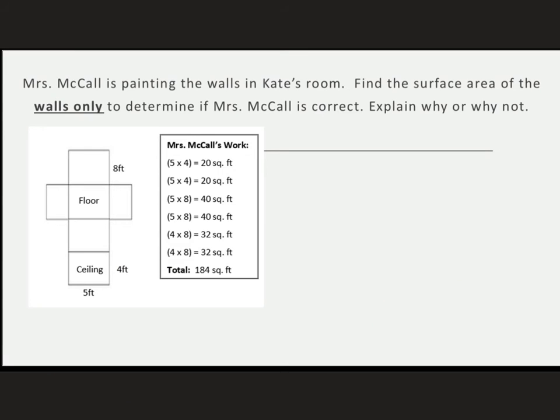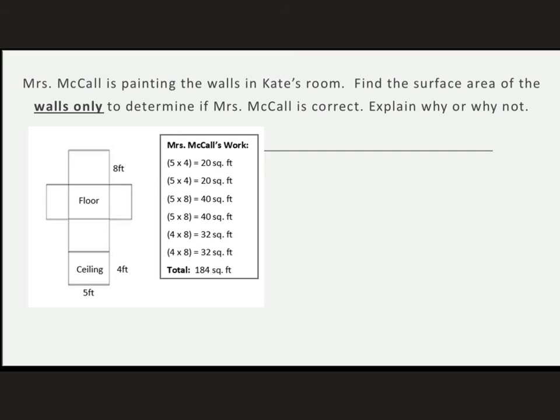Mrs. McCall is painting the walls in Kate's room. Find the surface area of the walls only to determine if Mrs. McCall is correct. Explain why or why not. So here we have a net. It's a rectangular prism that's representing the whole entire room. We can see that Mrs. McCall did her work. She found the total surface area.